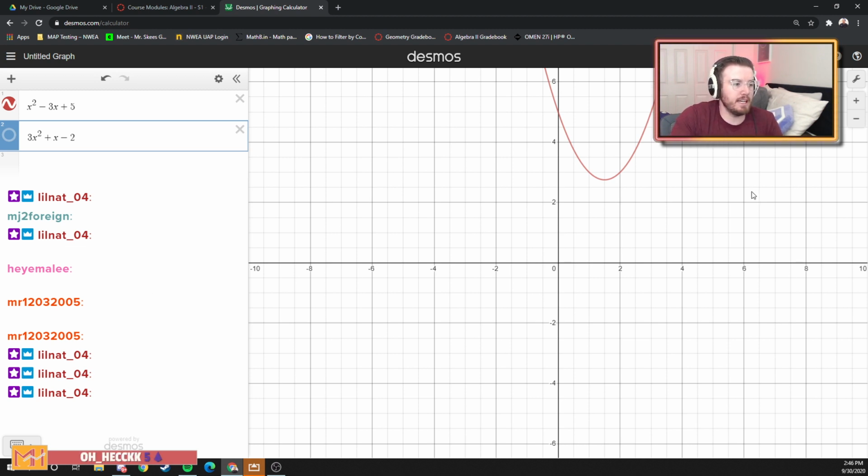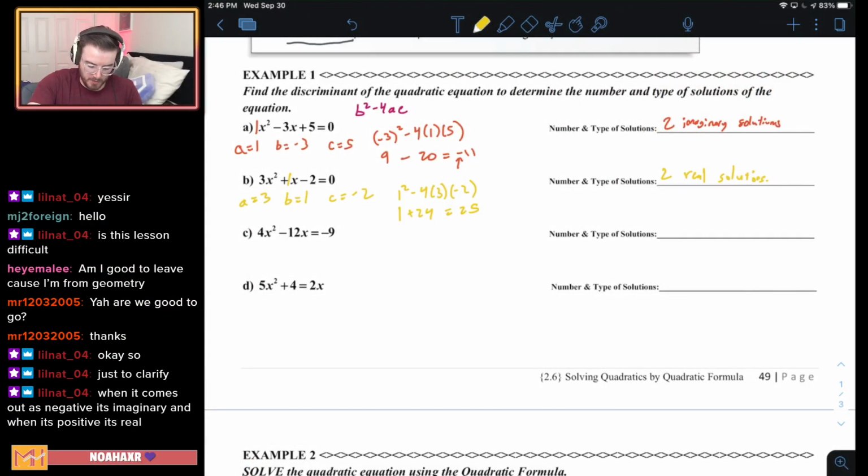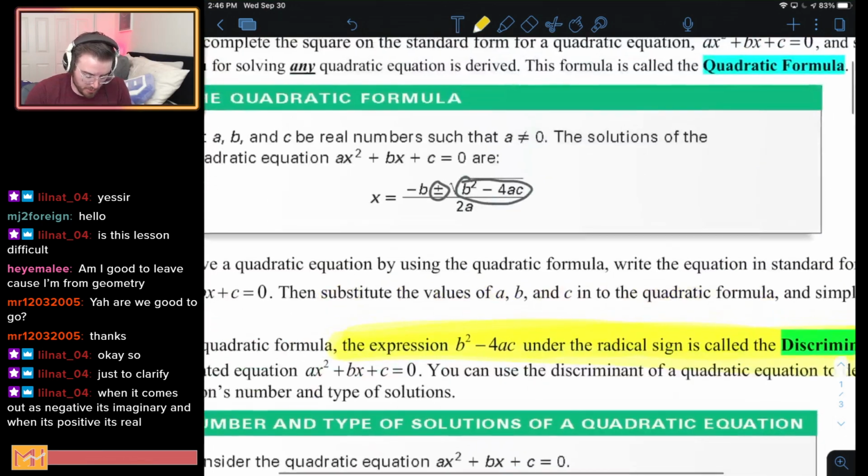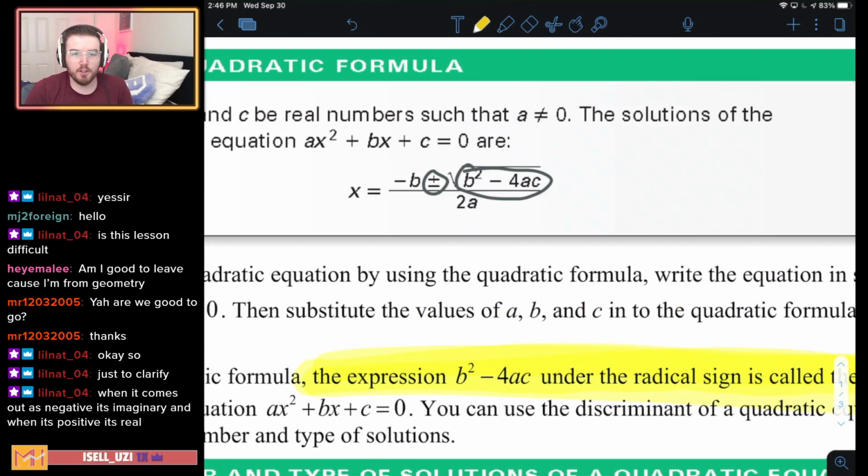When it comes out as negative, it's imaginary. When it comes out as positive, it's real. Correct. Because this is the thing under the square root. If the thing under the square root is negative, taking the square root of a negative number results in an imaginary. If the thing under the square root is positive, no big deal.